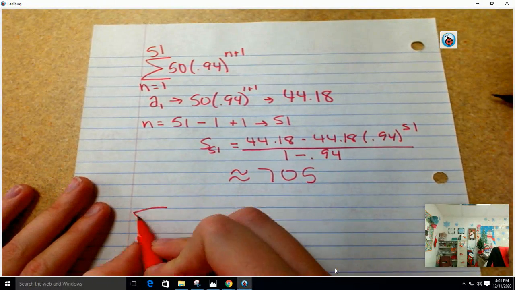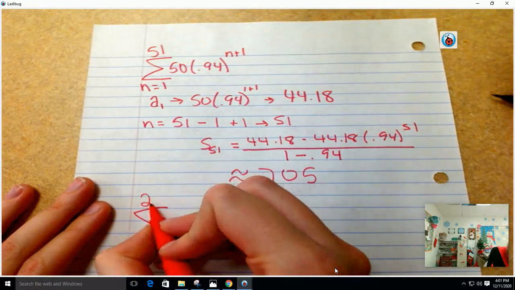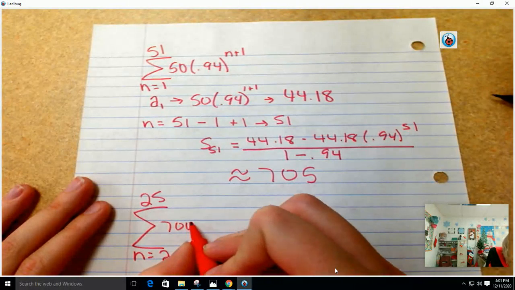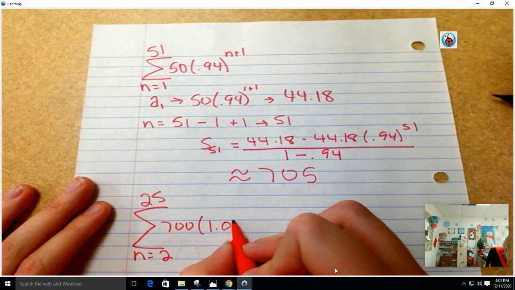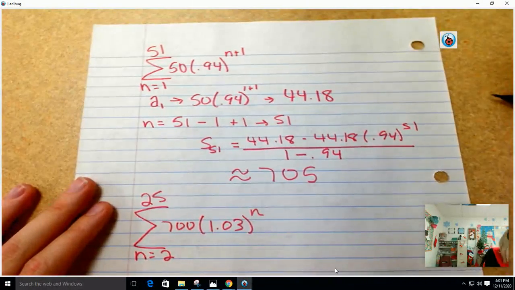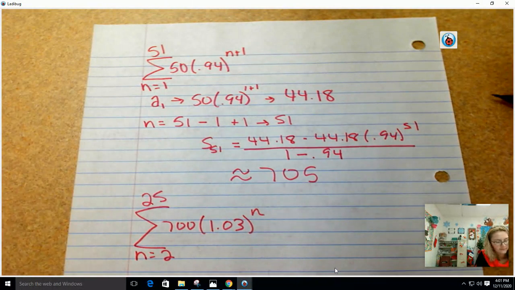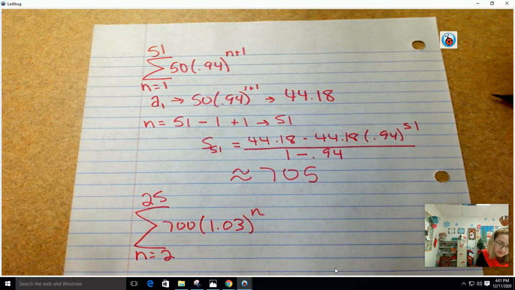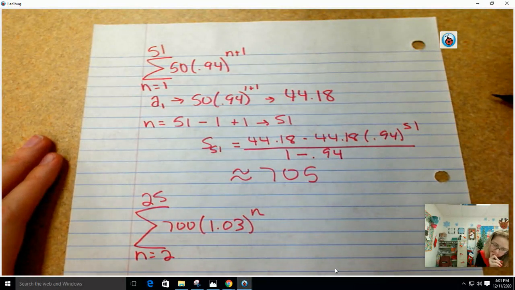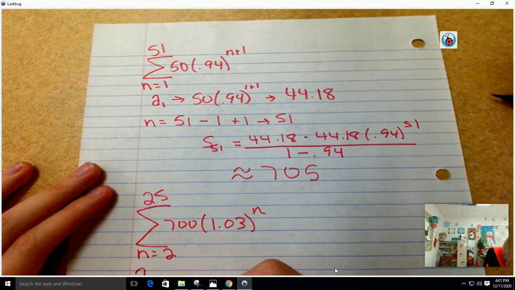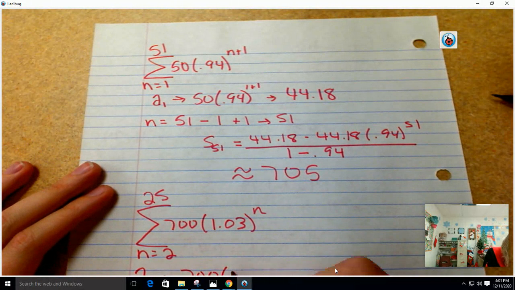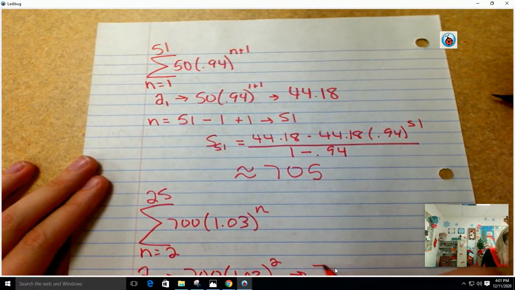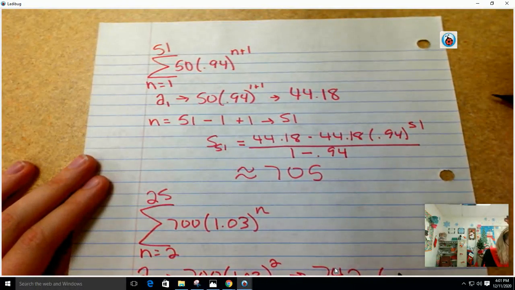For our second example, let's say we're going to have 25, n equals 2, and our explicit formula is 700 times 1.03 to the n power. All right, so we're going to have to find our a sub 1. A sub 1 is going to be 700 times 1.03 to the second. I'm going to type all that into my calculator and it's going to give me 742.63.